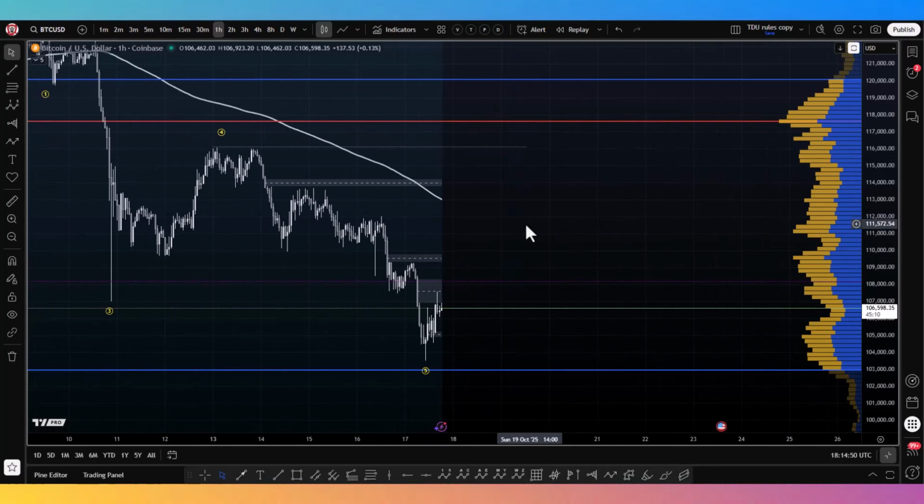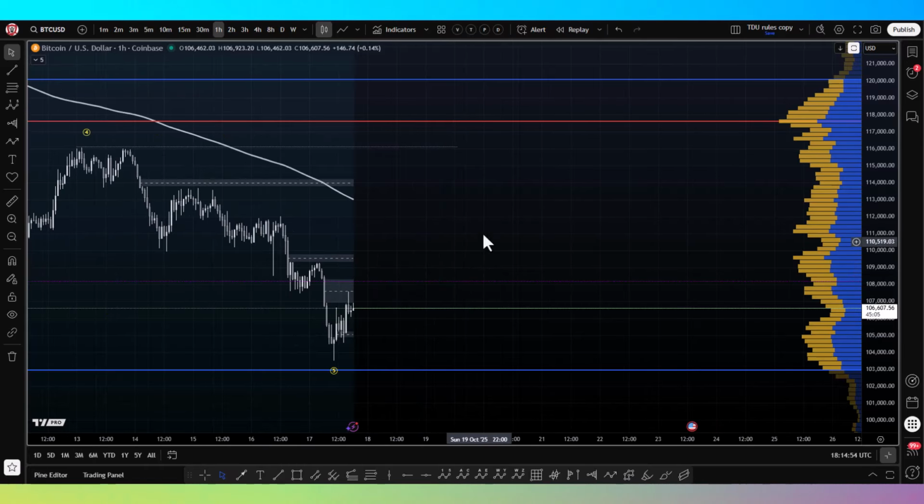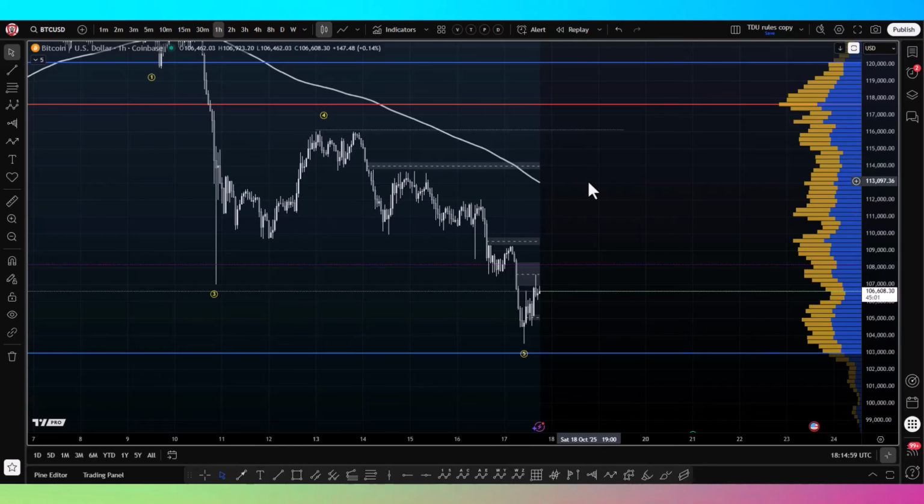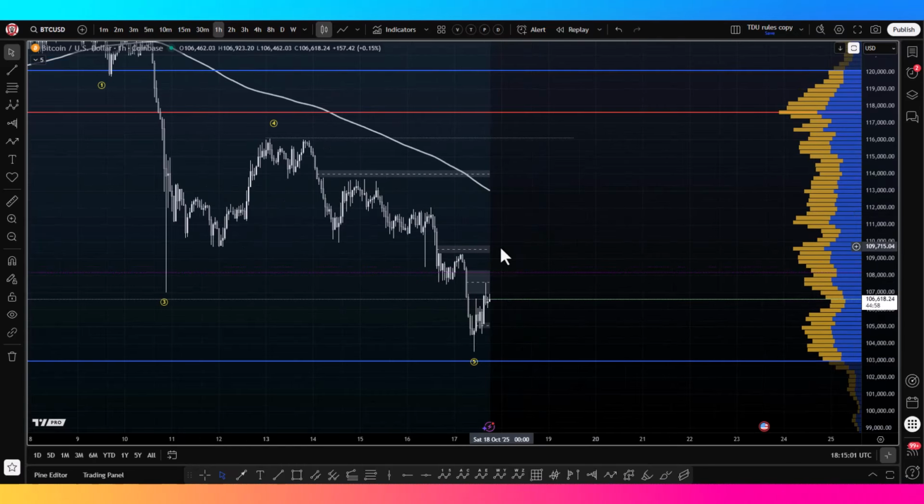This could be a diagonal. It's unclear, right? So until we get a 5 here, I don't think there's any reason to panic. I don't think there's any reason to be buying aggressively unless you're dollar cost averaging. Let's let a 5 establish here and then look for some opportunity on a retrace.